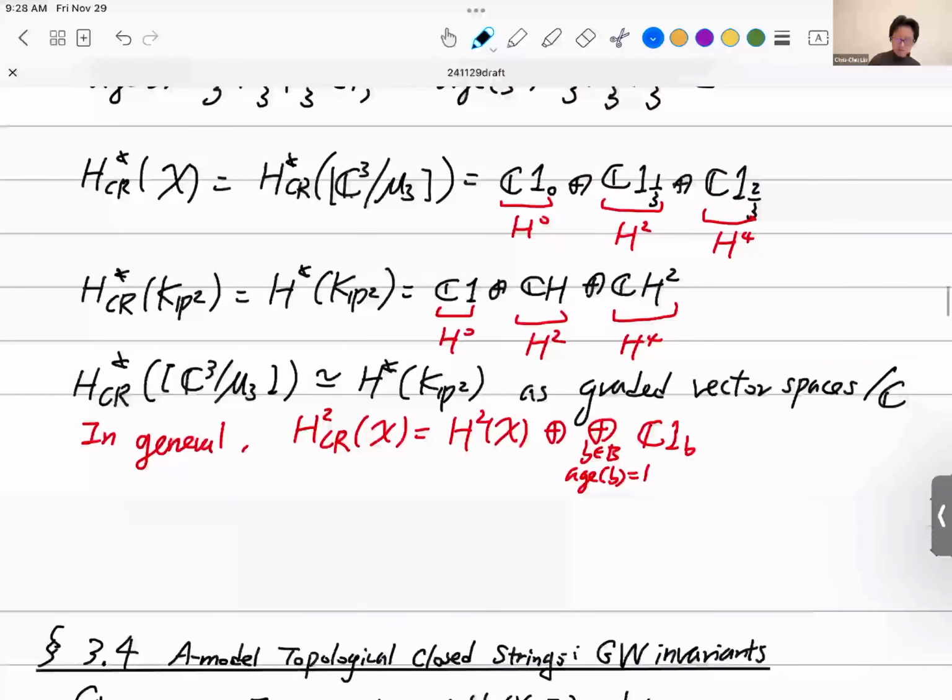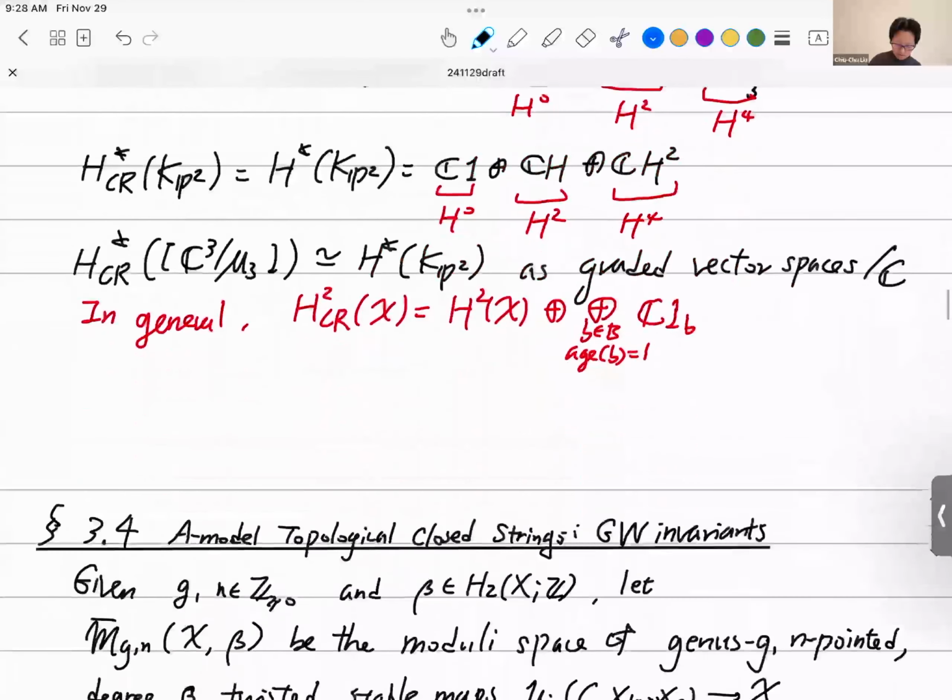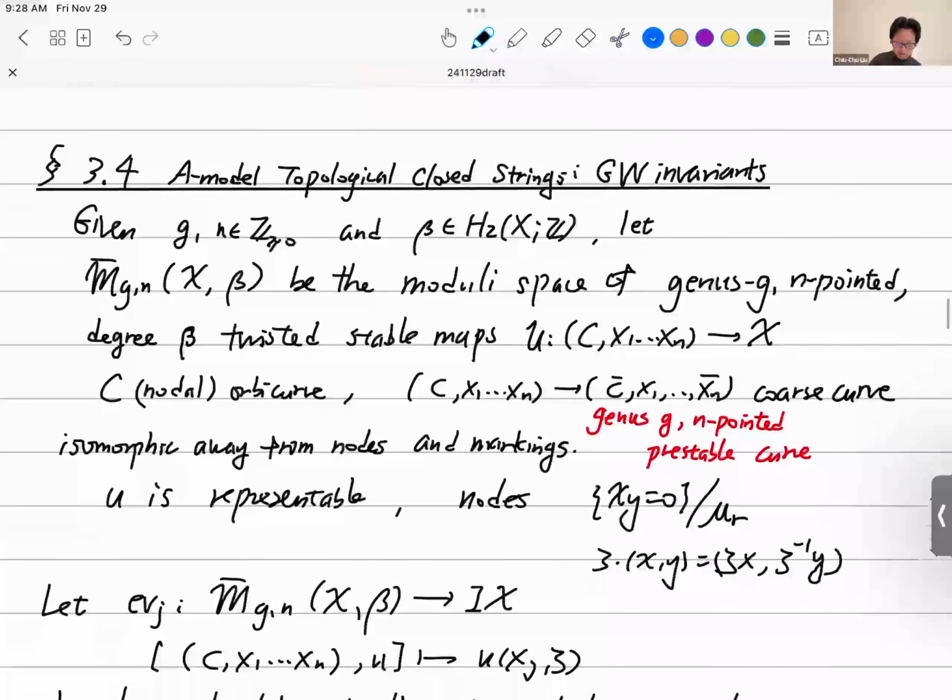Okay, so that's the geometry and topology on the A model. Okay, oh, sorry, I see. Oh, I see.